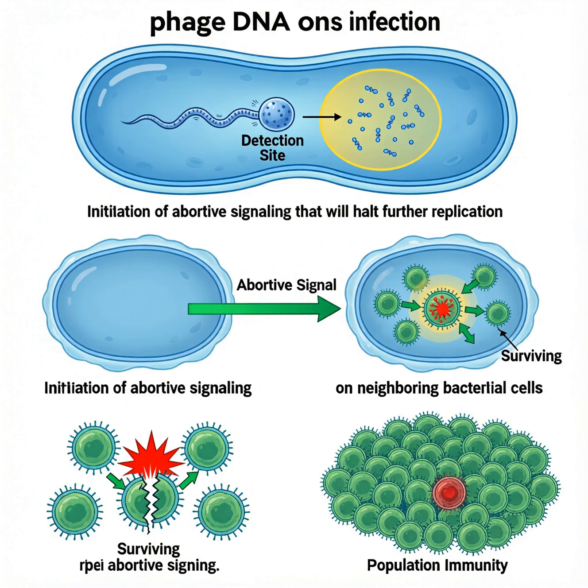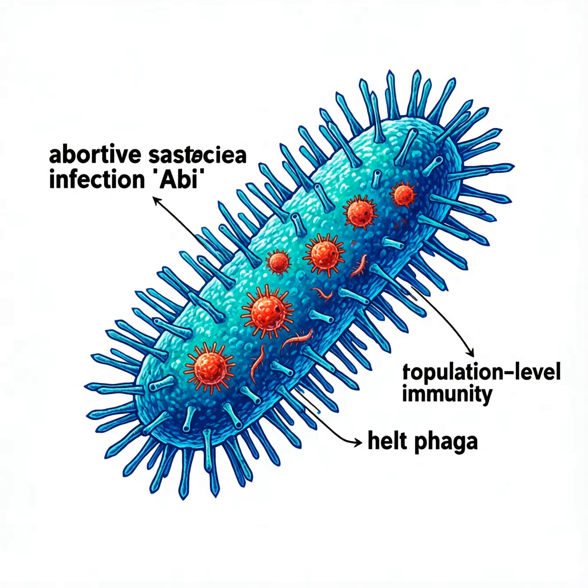Imagine a bacterial cell that sacrifices itself to protect its neighbors from viral takeover. This is the elegant strategy known as abortive infection. Abortive infection systems are a bacterial defense that sacrifices an infected cell to stop phage replication.